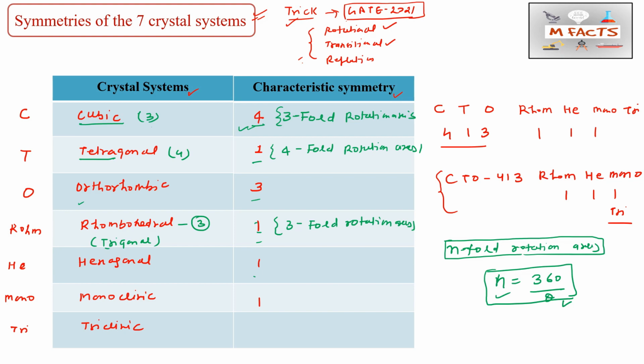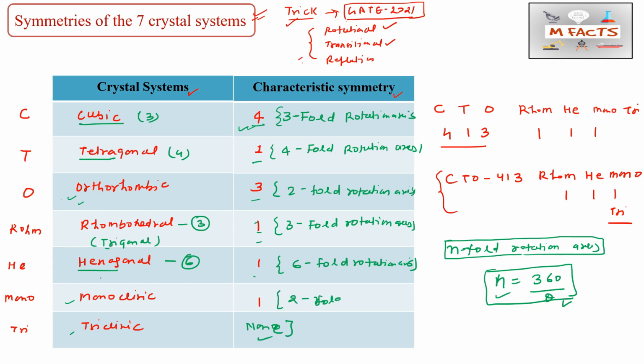Now hexagonal: hexa means 6. So hexagonal exhibits a 6-fold rotation axis. I have written for everything, but I did not write for orthorhombic, monoclinic and triclinic. Triclinic has none; no fold rotation axis is present in triclinic. What about monoclinic and orthorhombic? The rest have a 2-fold rotation axis.